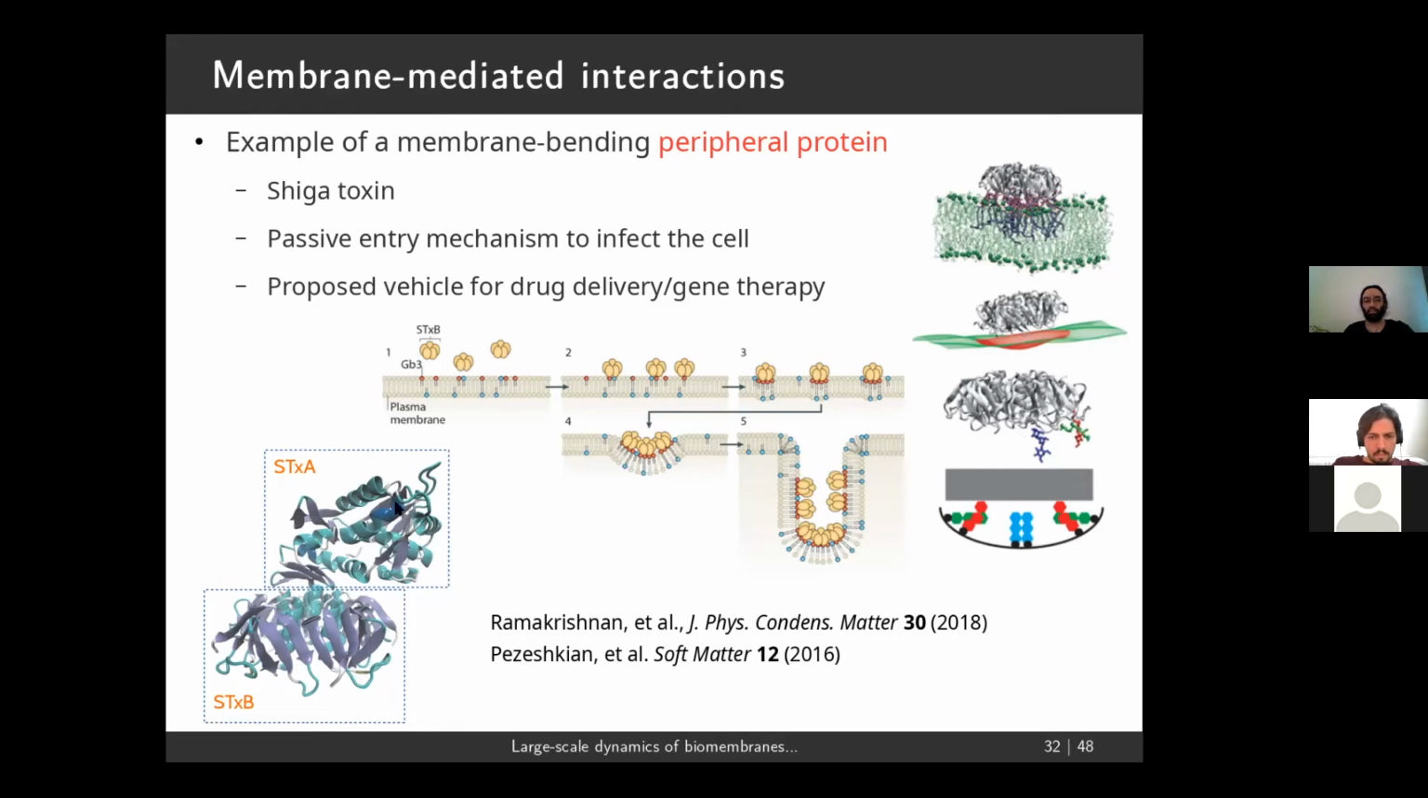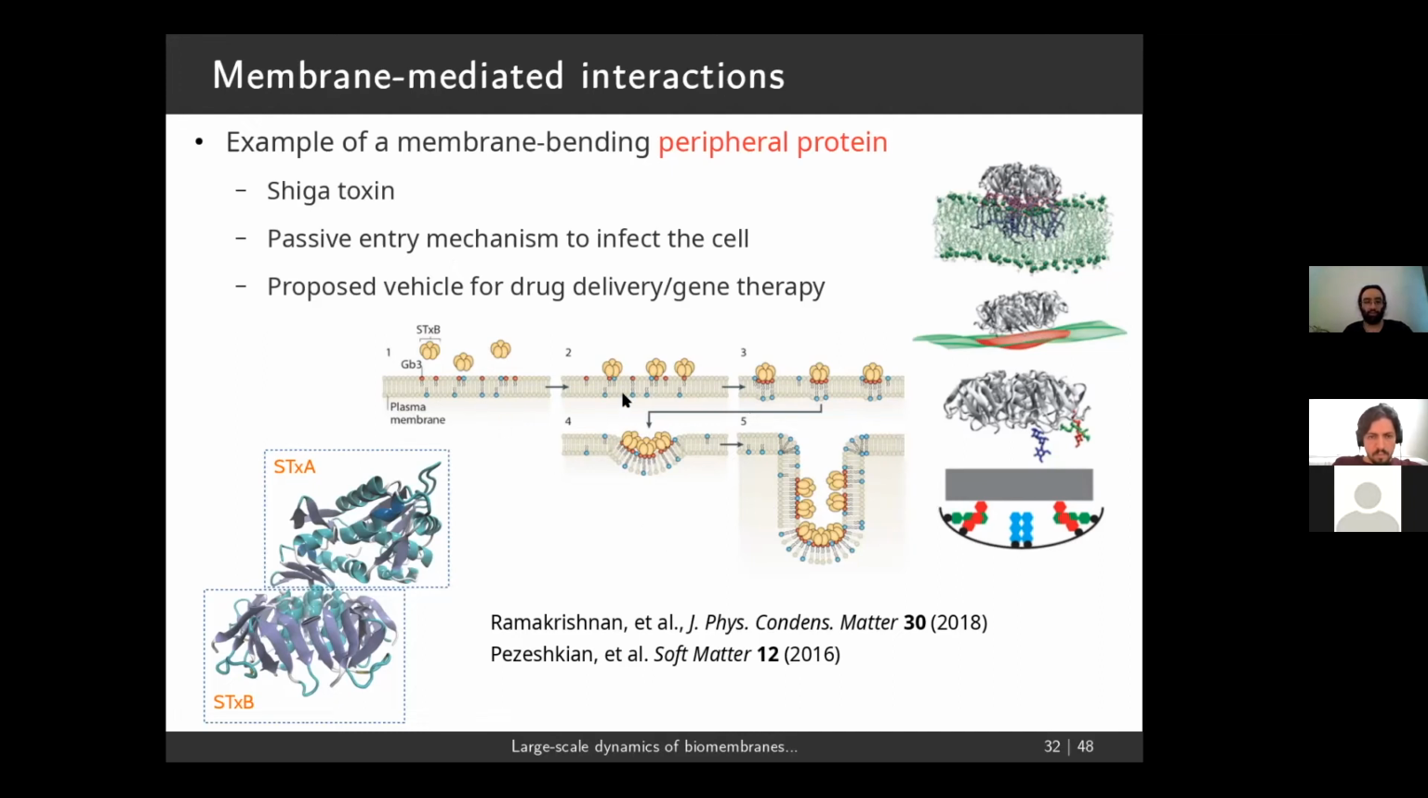And it's a very interesting protein because people have observed that if you put this on a GUV, on a bubble of membrane, it can, in time, form very long tubules inside the vesicle. So it has a passive entry mechanism. It doesn't need any machinery actively getting it inside. When it's on top of the membrane, it basically just uses the membrane mechanics to get inside.